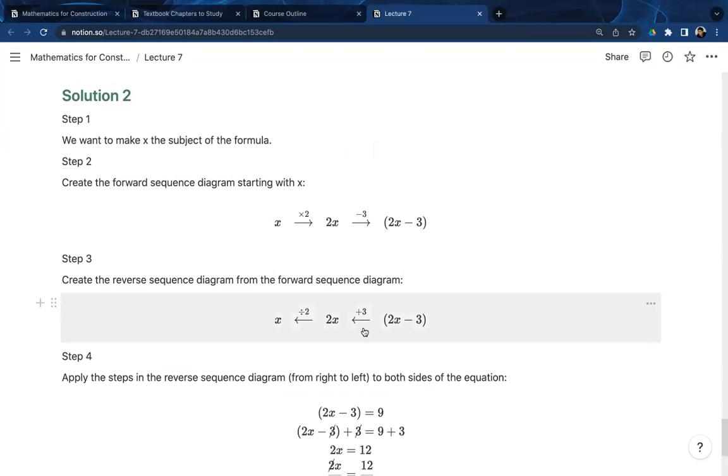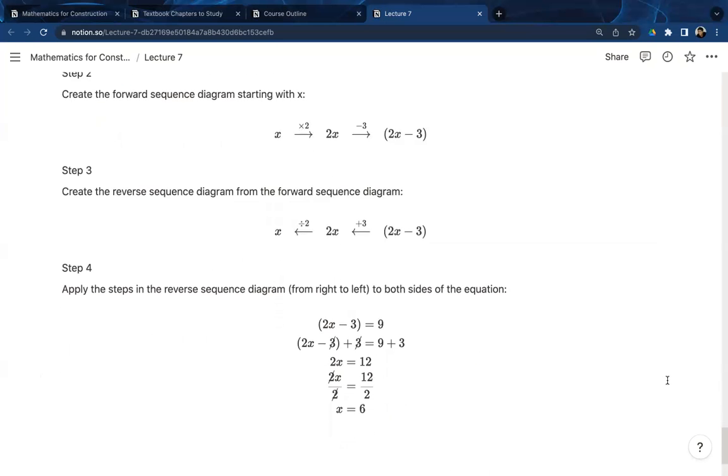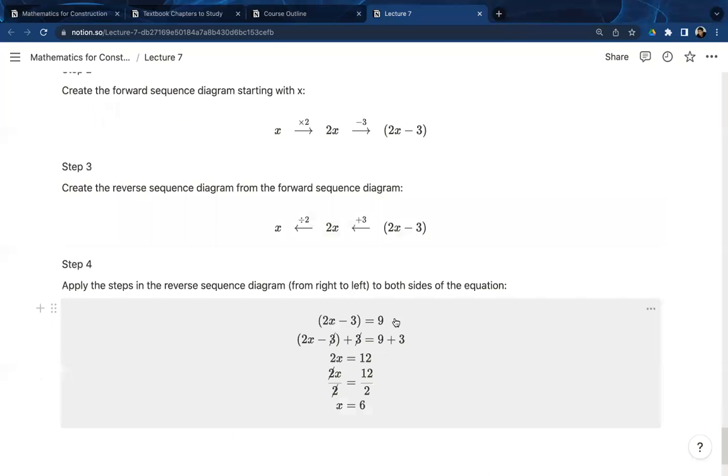Then reverse the sequence diagram. Reversal of minus 3 is plus 3. Reversal of multiply by 2 is divided by 2. And then write the equation down and apply these steps to both sides. Remember, our equation has to be balanced. Whatever you do to one side, you do to the other side.